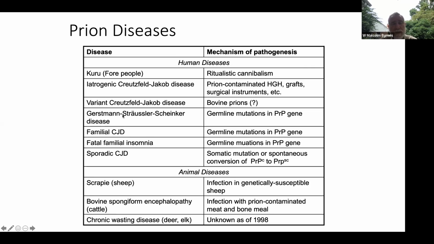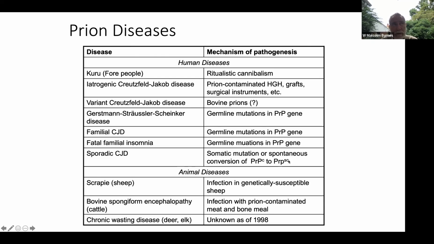Gerstmann-Sträussler-Scheinker disease is caused by a germline mutation in the prion protein gene. So it's inherited. Familial CJD is also caused by mutations in the endogenous prion protein gene. Okay. There's an endogenous protein in the body called cellular prion protein that adopts an aberrant configuration or conformation. And that's what causes the disease. We'll discuss that in just a minute. Fatal familial insomnia is also caused by germline mutations in the endogenous prion protein and is inherited.